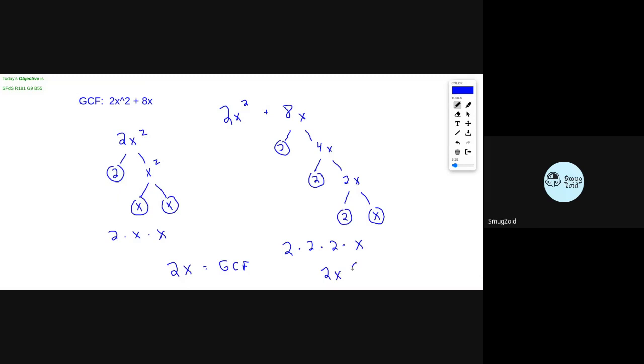2x times, well, if I took 2x out of this part, I'd have x. And what would I have left over for this one? Well, you've got to think about this. If I took 2x out here, I just have x left over. That's where I got that. Okay? If I took 2x out of this part, I would have just 4 left over. So that's how you would factor out the greatest common factor using a very simple problem.